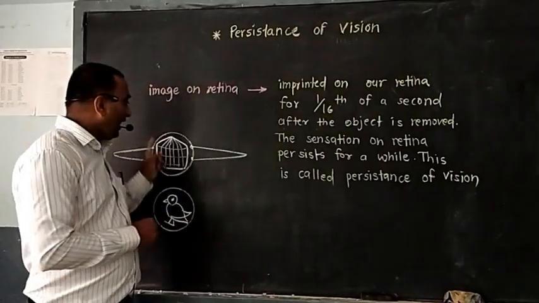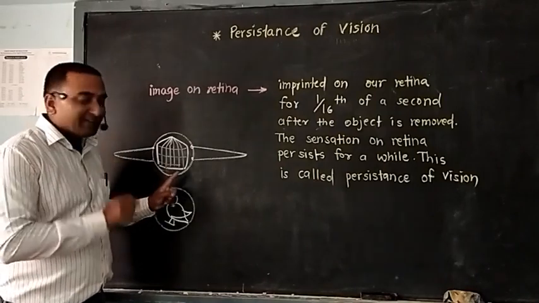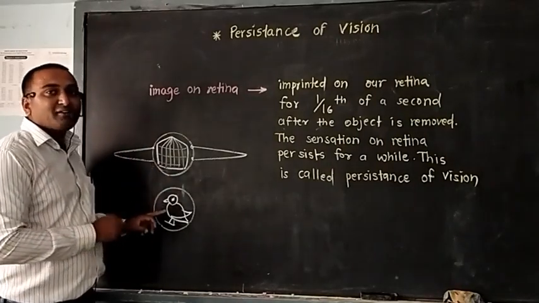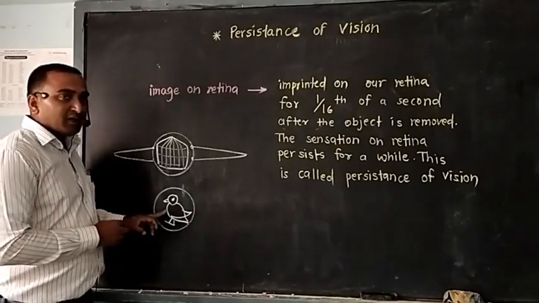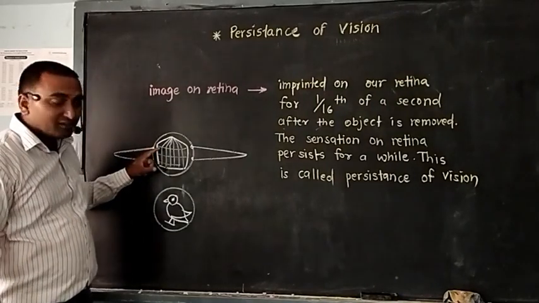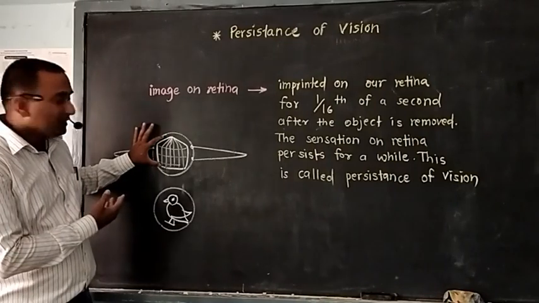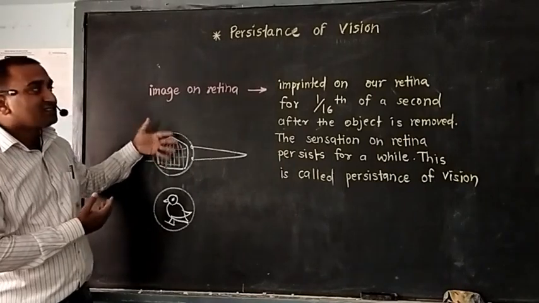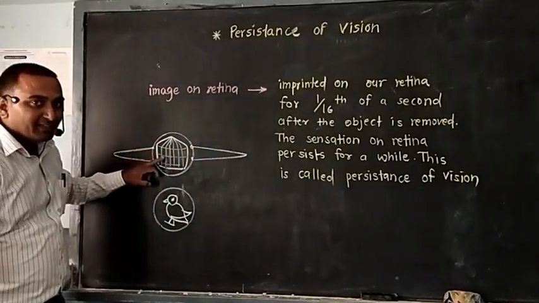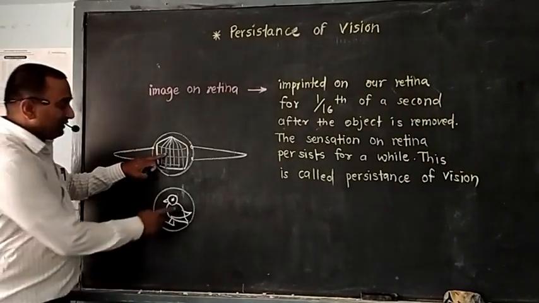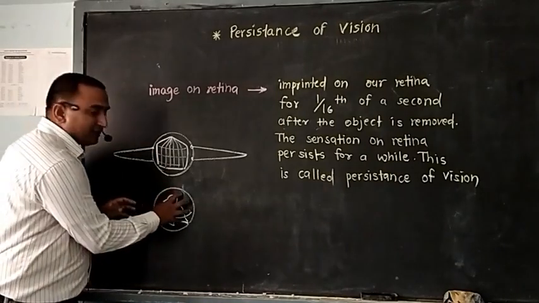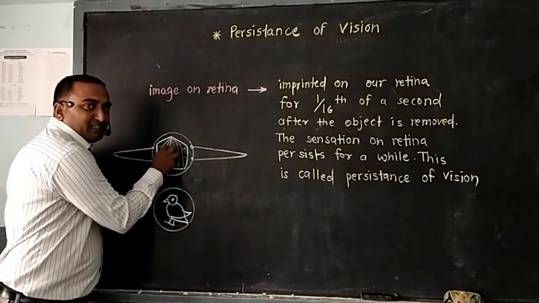One example: take a circular card, and on the first face draw a diagram of a cage, and behind it draw a bird or any animal you like, such as a monkey. Rotate it, and if you give it a jerk, it will start to rotate. When the cage is in front of you, you see the cage, but after that face is removed, its image stays on your retina for 1/16th of a second, and the object behind comes in front of you. So you observe both objects at the same time, and the bird behind the card appears within the cage.